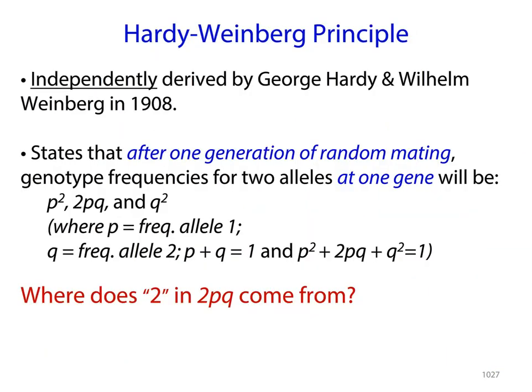So the Hardy-Weinberg principle was actually created independently by 2 different scientists. One by the name of George Hardy and the other by the name of Wilhelm Weinberg. And they created this in 1908, approximately.